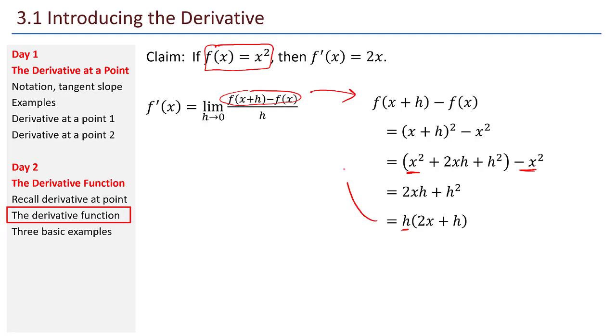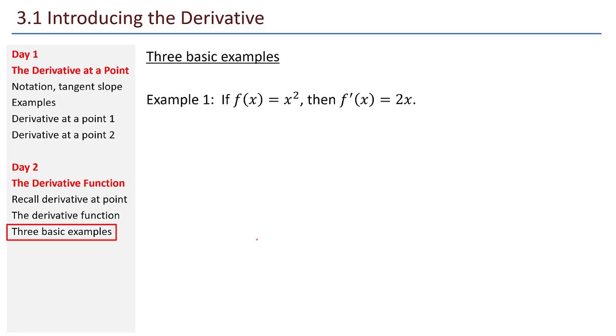And that's nice because when I plug it back in to my expression, now I have a factor of h on top and that h on the bottom. So the factors of h cancel, and I'm left with the limit as h goes to 0 of 2x plus h. And that's something I can easily calculate. I can really just plug in 0 now for h and get my answer, which is 2x. And so it works. If my function f is x squared, then the derivative function is 2x.